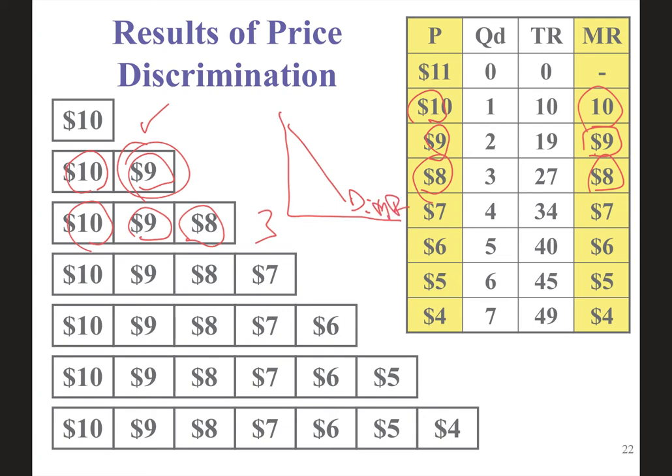So when you look to profit maximize and you go to figure out where MR is equal to MC, your MR and your demand curve, your MR and your price are basically going to be exactly the same.